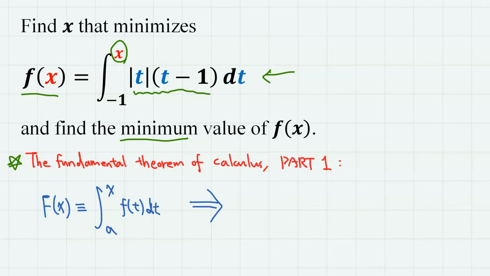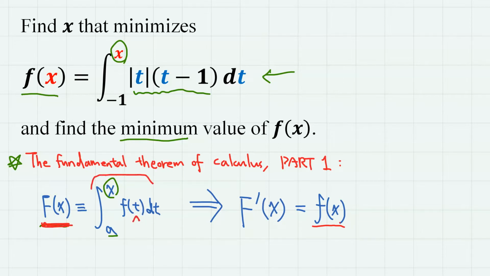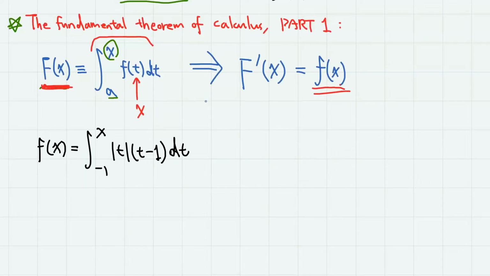The theorem is: if we define capital F(x) as the integral from some constant a to the variable x of f(t) dt, then the derivative of capital F(x) is simply f(x), which means that if we want to find the derivative of this function, all we have to do is just replace this t with x. Right, now let's get into the problem.